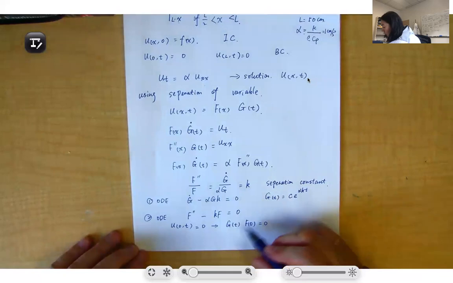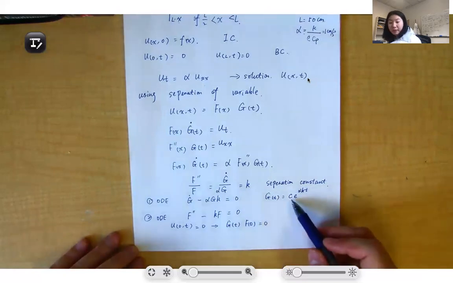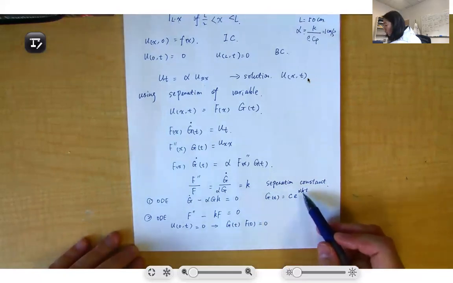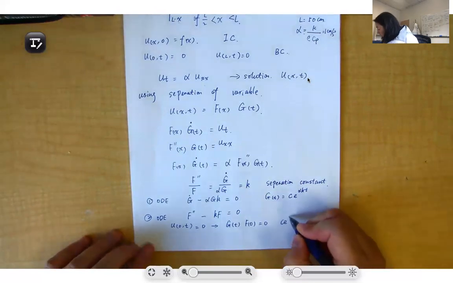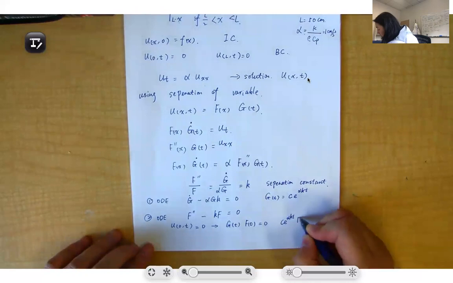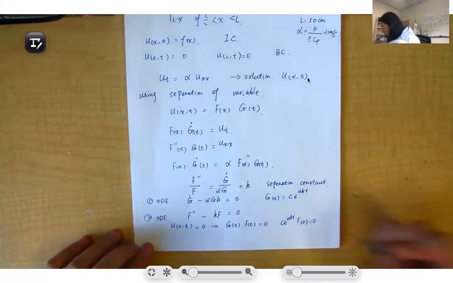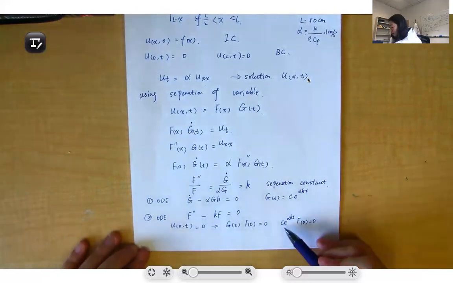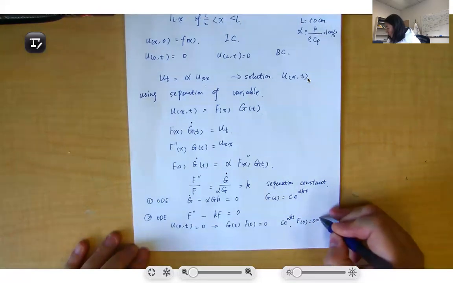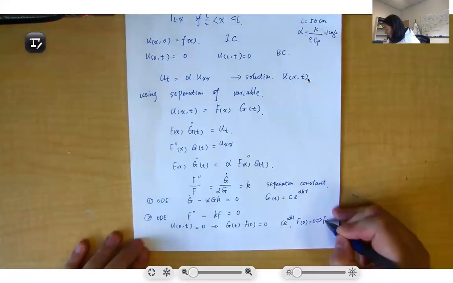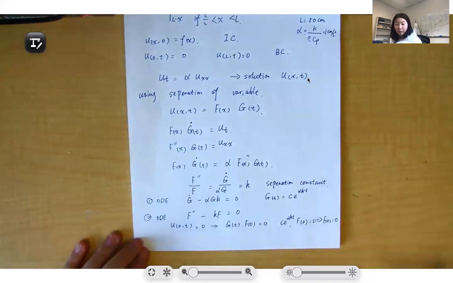Then what is our g(t)? g(t) will be c e to the alpha kt. So it's c e to the alpha kt times f(0) equals 0. Then because this part, the exponential part, won't be 0, that means 0 has to be equal to 0. So this derives f(0) has to be equal to 0.